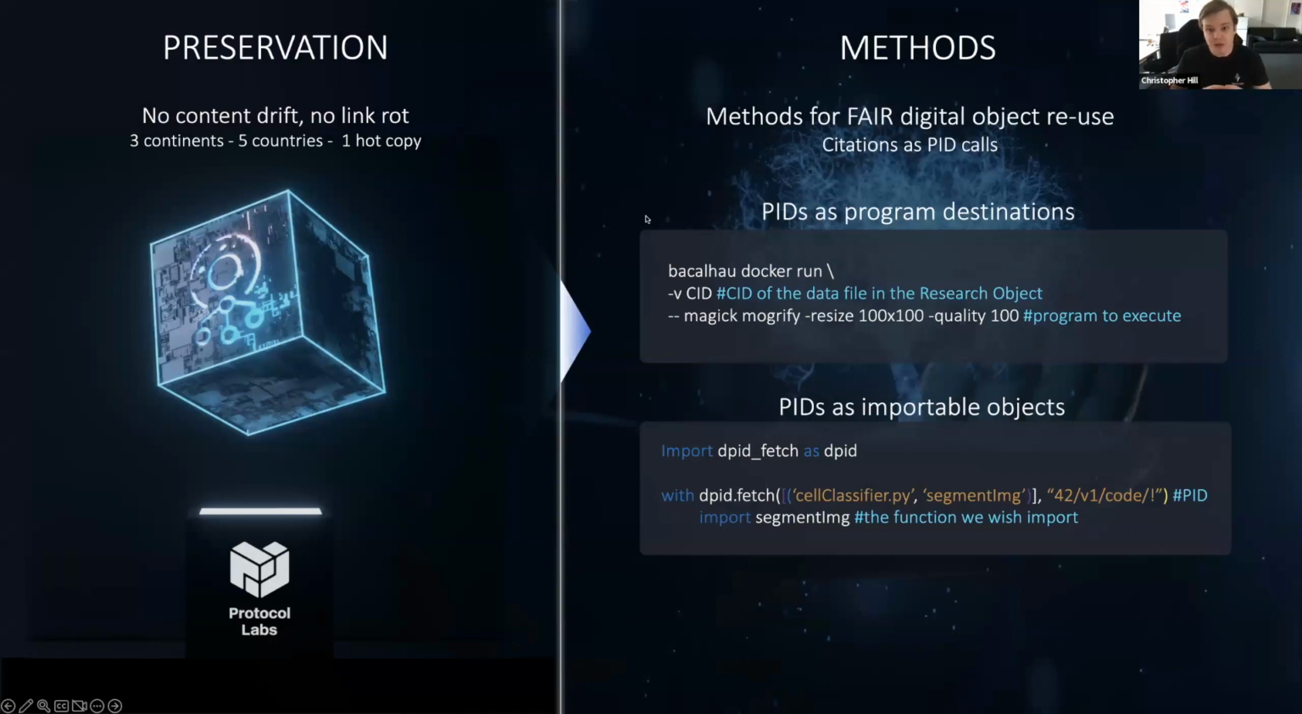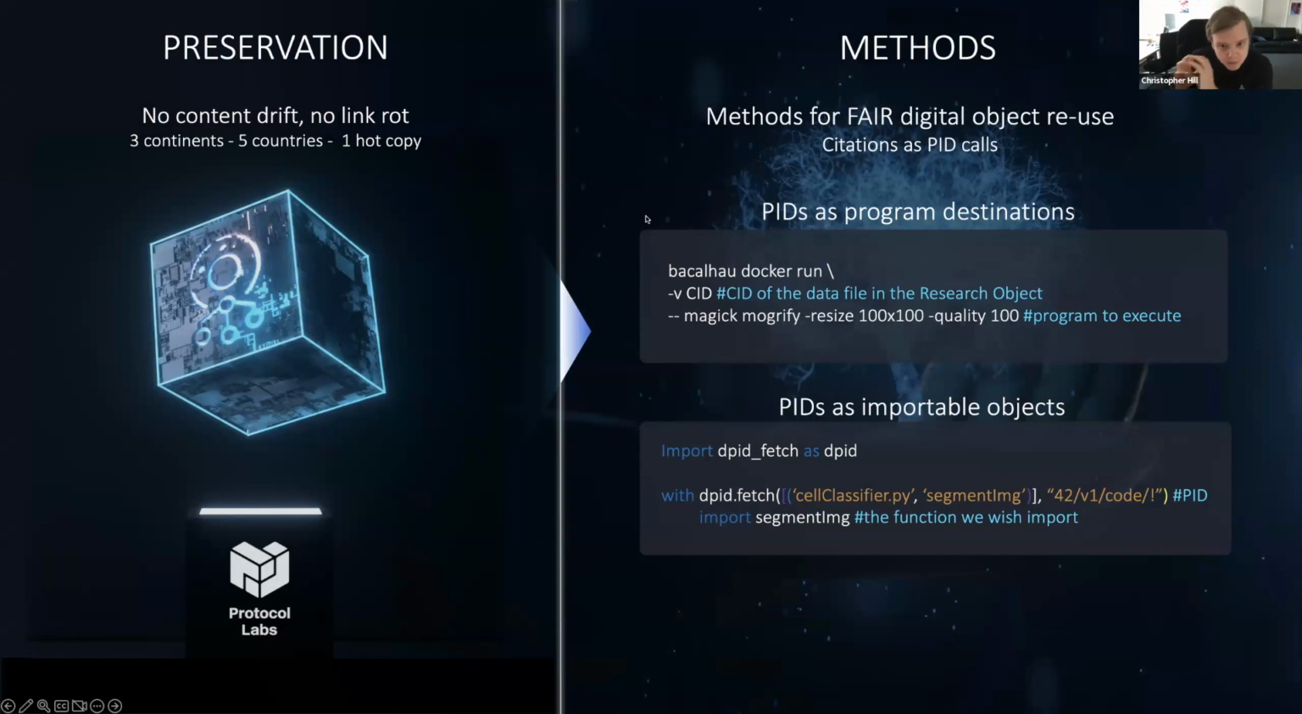And none of this can work if we don't make it really powerful for researchers. So this is really important. We can preserve vast amounts of data on IPFS and protect that data against content drift and link rot. We can store it redundantly across 3 countries, 5 continents with a hot copy available.